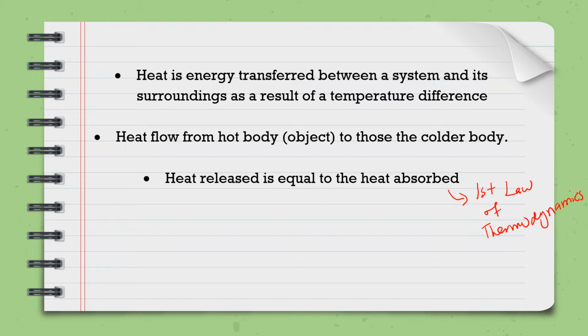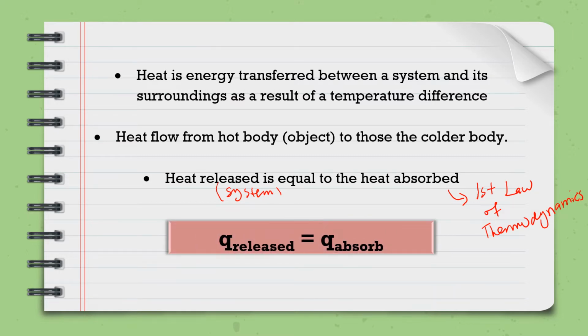So by using that law, we said that the heat released is equal to the heat absorbed. So if the system releases heat, something else must absorb the heat released to conserve the total energy. That will be the equation that we will use throughout the calculation later. This is the law that we're going to stick to, where the heat released equals the heat absorbed.